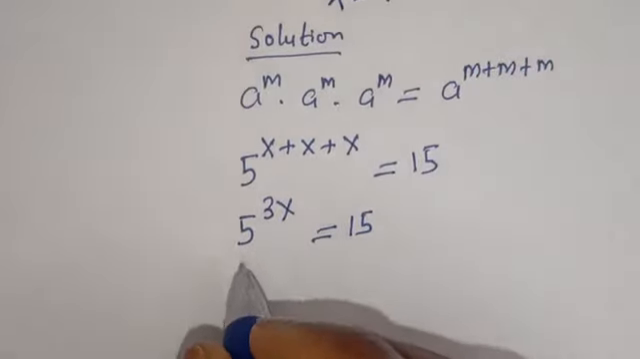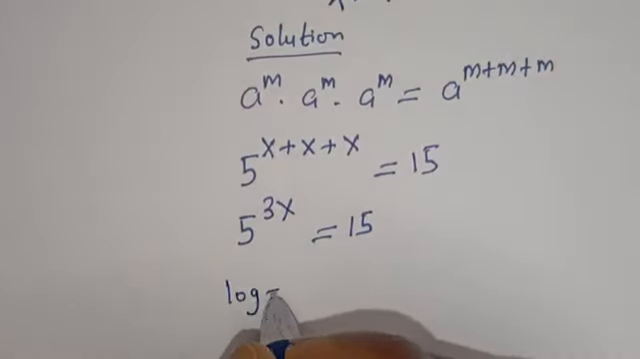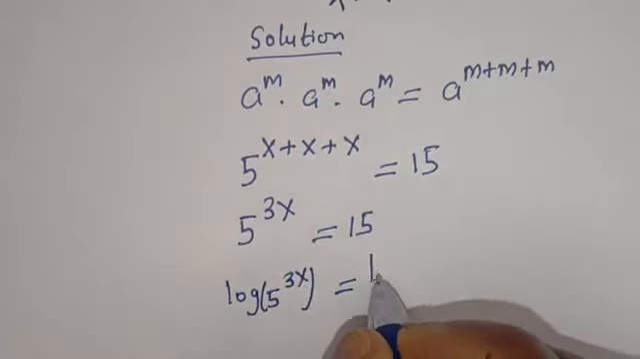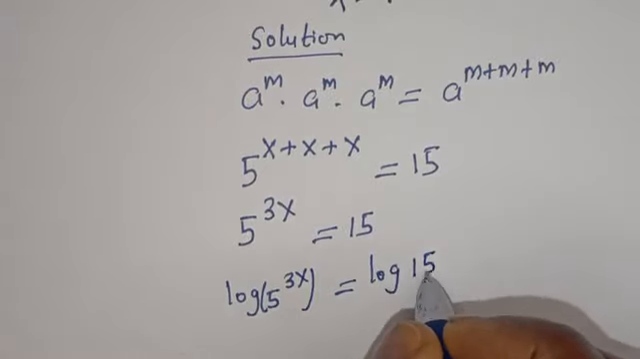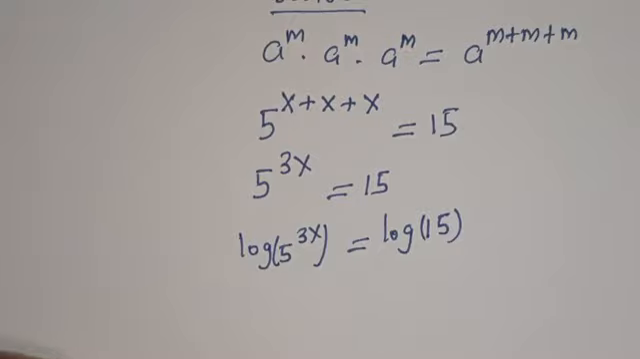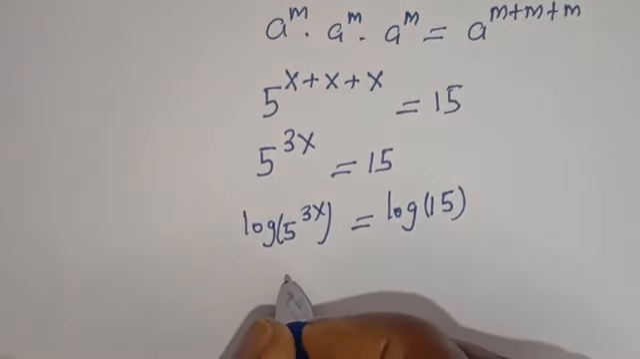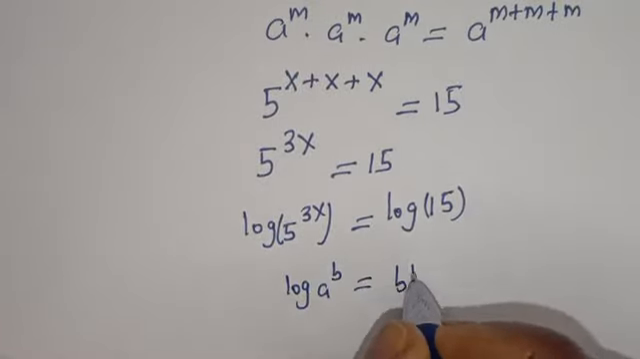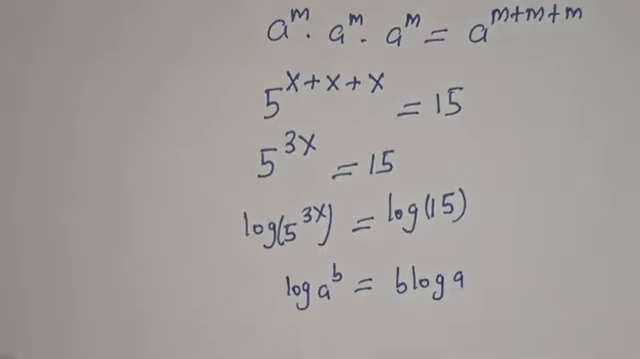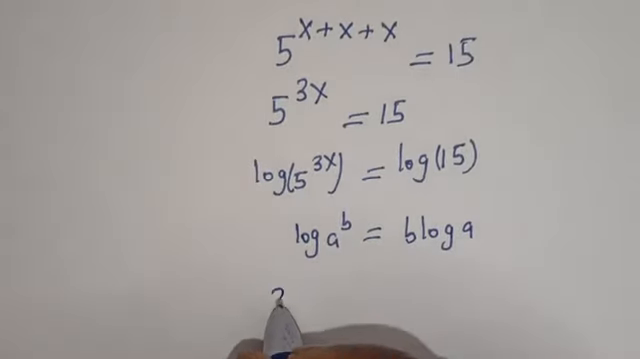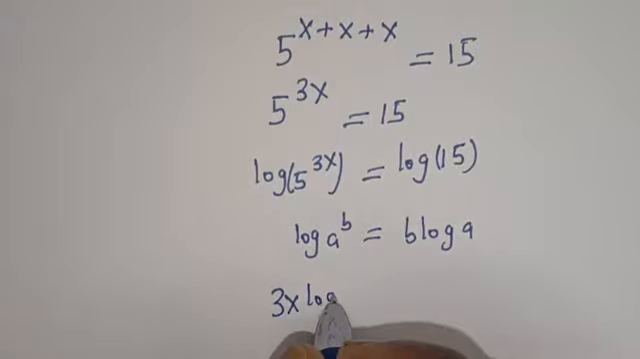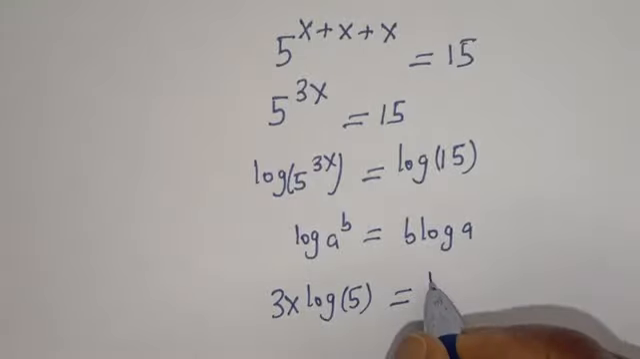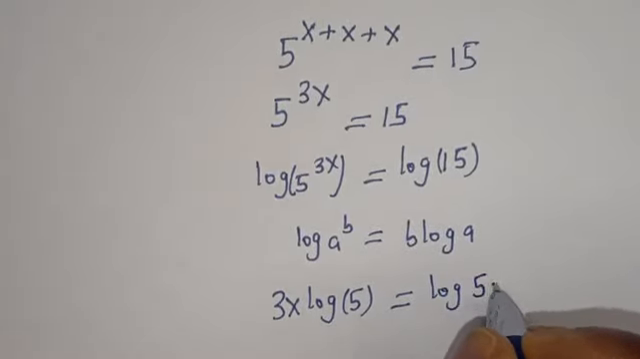We can take the log of both sides. Log 5 to the power of 3x is equal to log 15. If you have log a to the power of b, this is equal to b log a. Then this can be written as 3x log 5 is equal to log 15, which can be written as log 5 multiplied by 3.